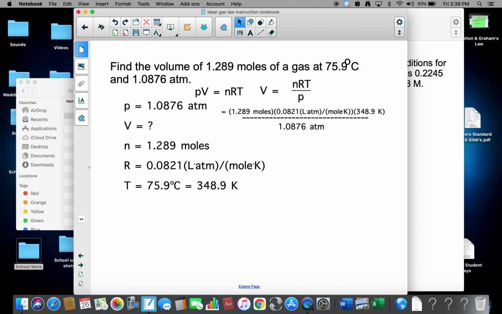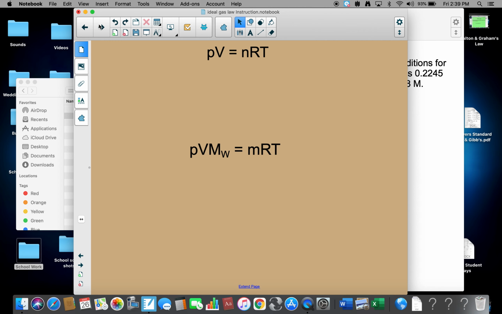Put our values in: 1.289 moles times 0.0821 liter atmospheres per mole Kelvin times 348.9 Kelvin, all over 1.0876 atmospheres. All right, my moles cross out, my atmospheres cross out, my Kelvins cross out, leaving liters. My answer is 33.95 liters.